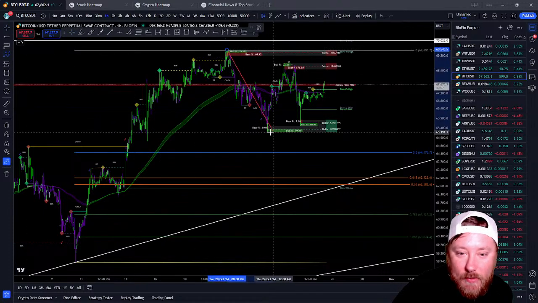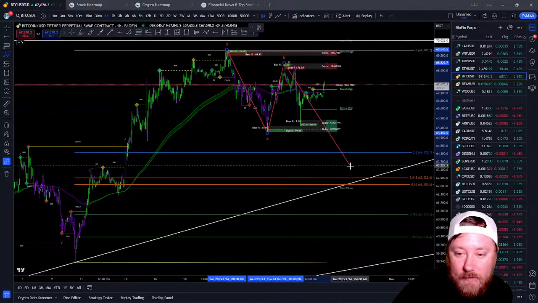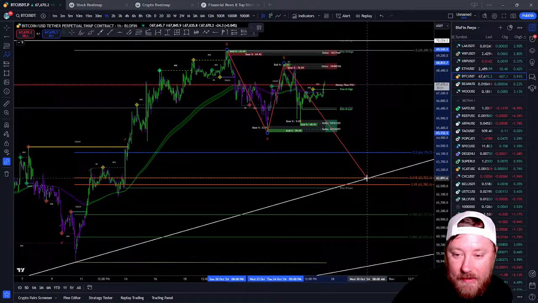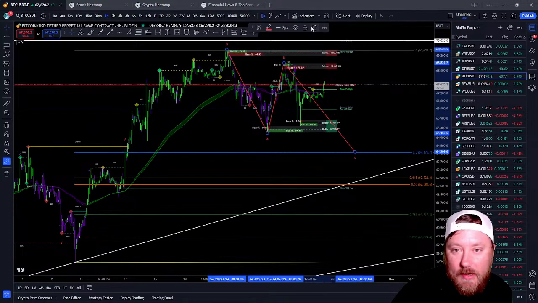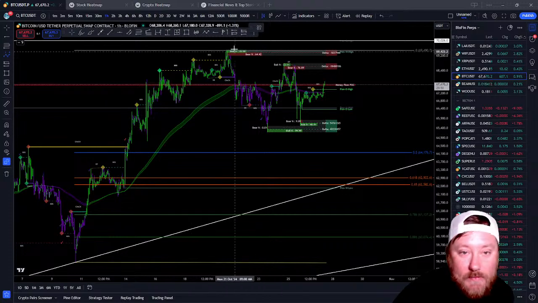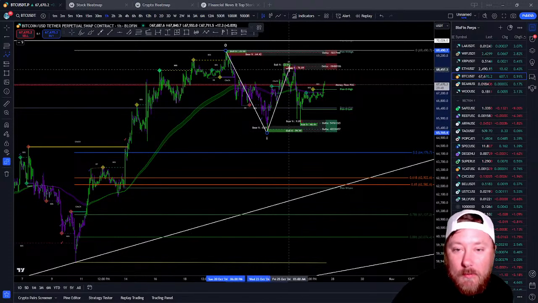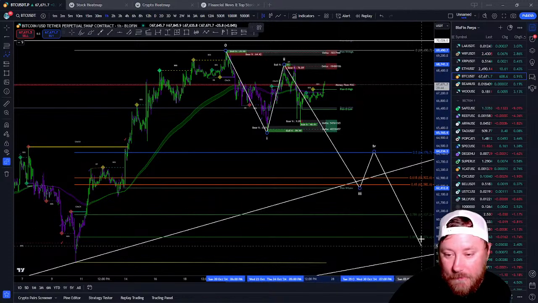Typically, your A wave and your C waves are going to be relatively close in length, but it's not always the case, because sometimes the correction is a 5-wave correction: 1, 2, 3, 4, 5.